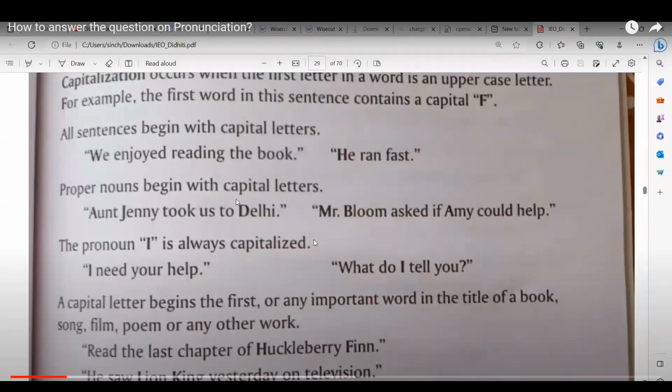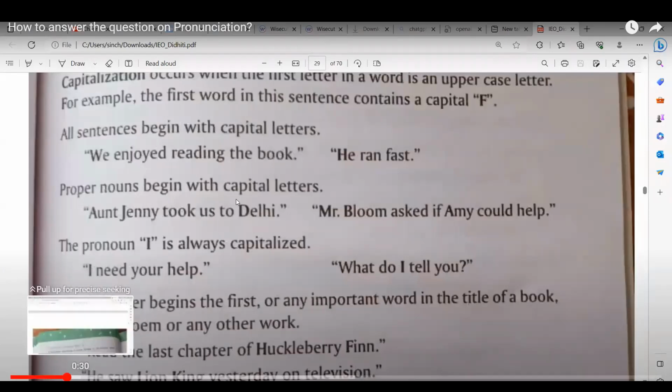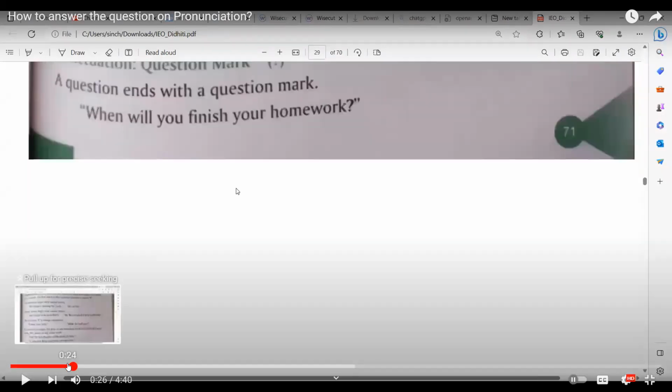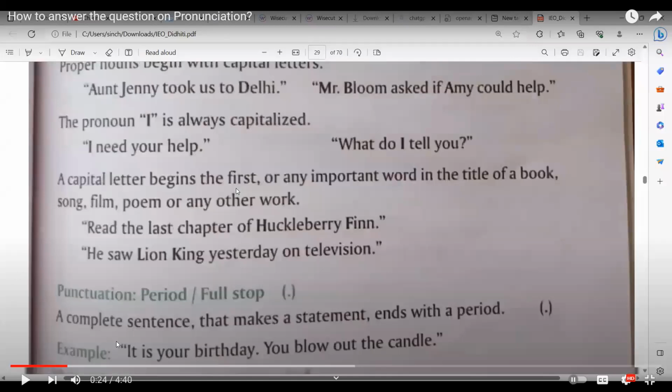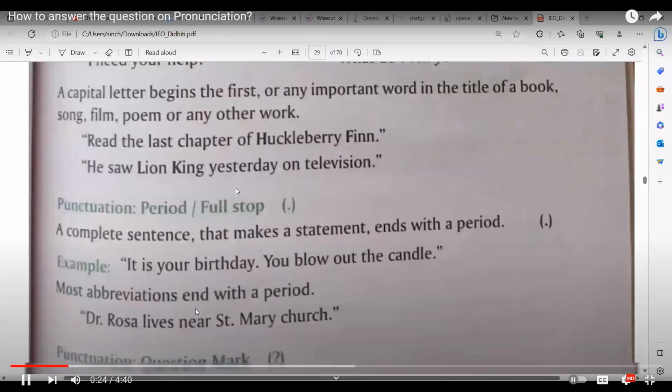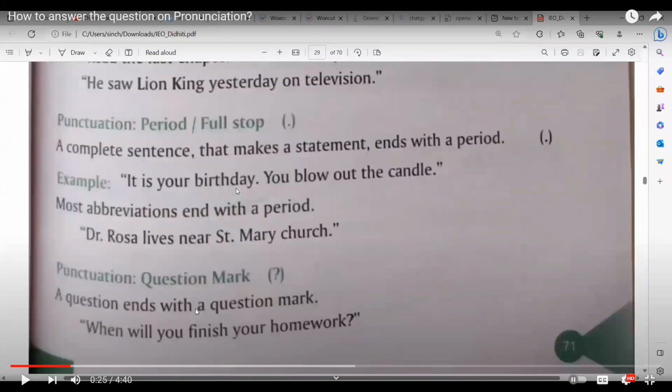Okay. So is it clear to everyone up to this part? Yes, ma'am. Okay. Now, Tuhin, can you read it from here? Punctuation. Period, full stop. A complete sentence that makes a statement ends with a period.